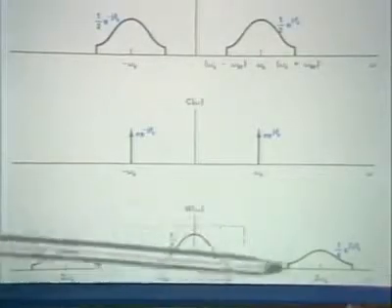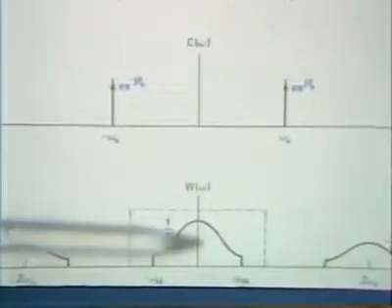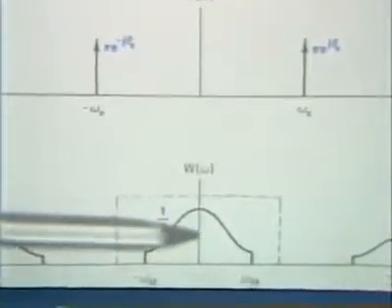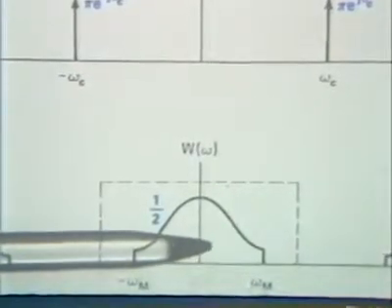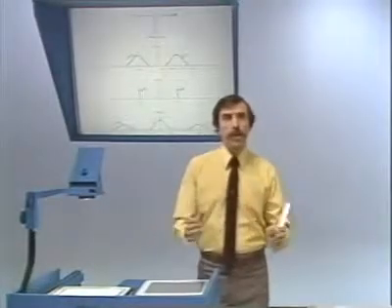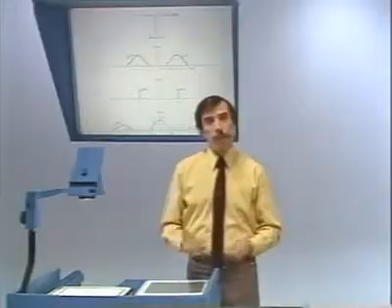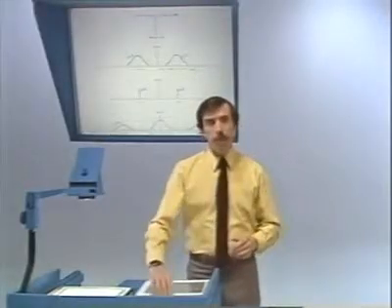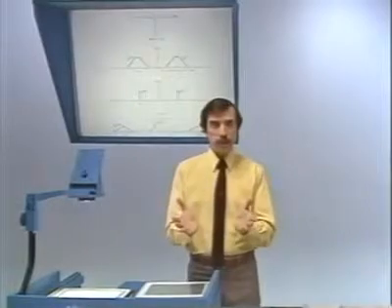If we could eliminate everything else and keep this, then that would in fact correspond to the spectrum of the original signal x of t. How do we do that? Well, we know how to eliminate part of the spectrum and keep another part of the spectrum. That's called filtering.